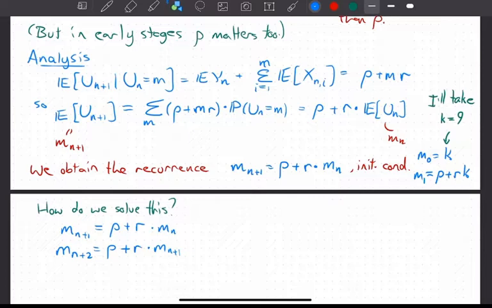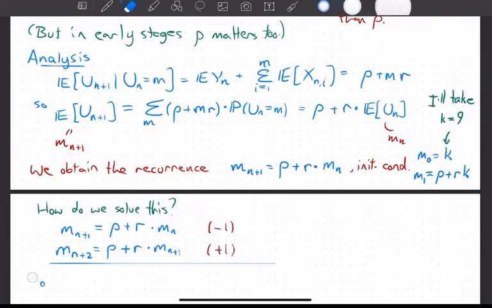And now I'm just going to take a difference of these two equations to get a recurrence for the difference. I get m_{n+2} minus m_{n+1} is, so the rhos cancel, and then I get r times m_{n+1} minus m_n.